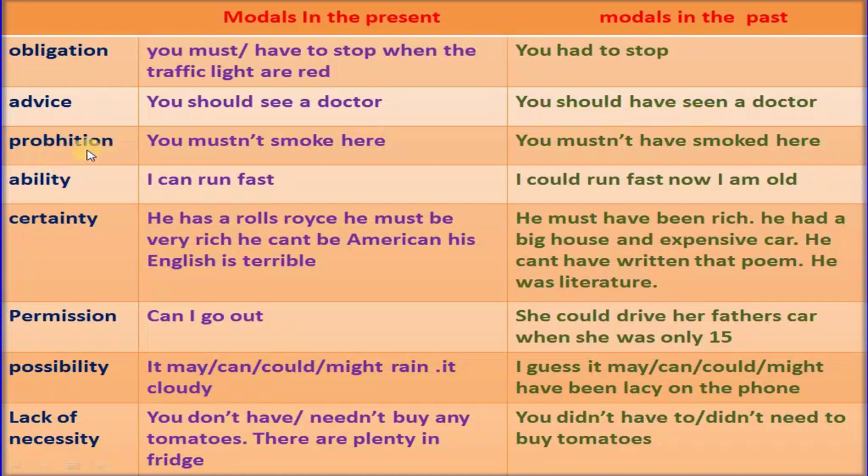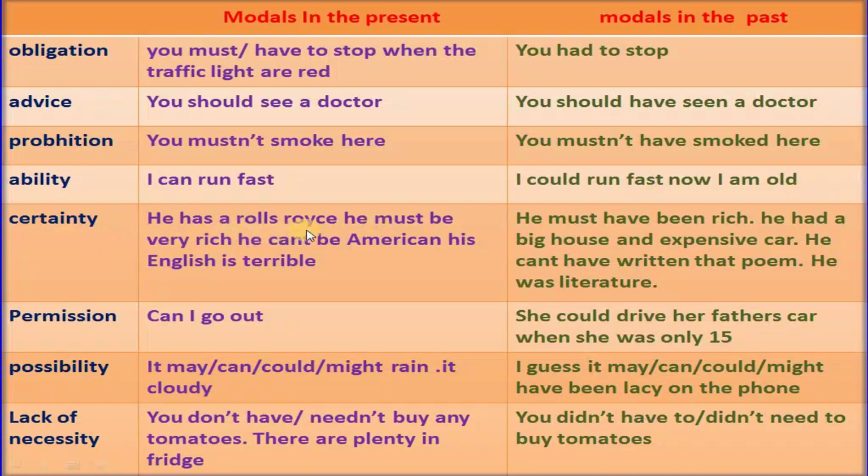Prohibition. Sorry, the spelling is prohibition, there is a spelling error. And then see here, you mustn't smoke here. You mustn't have smoked here. This is a past situation. Ability: I can run fast, present situation. I could run fast, now I am old. This is a past situation.